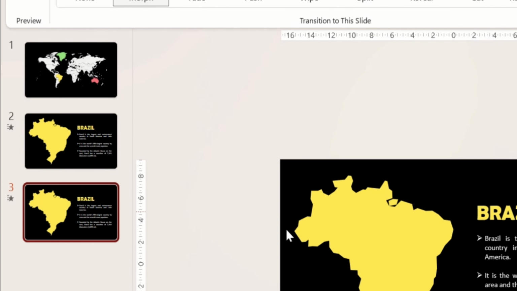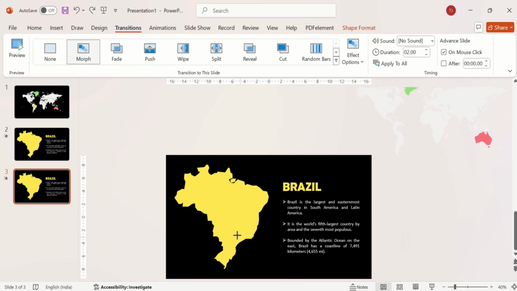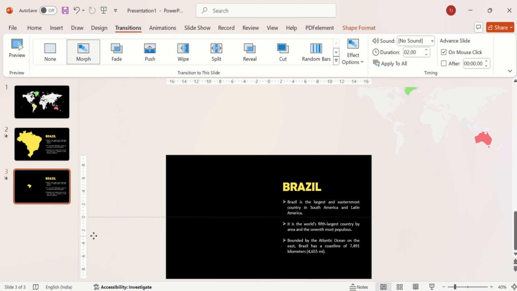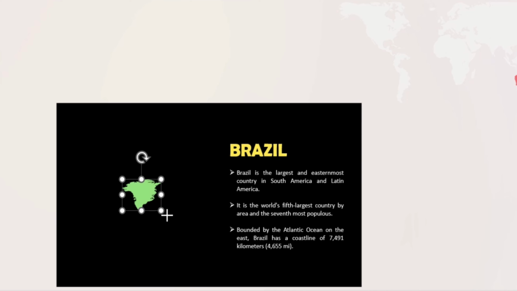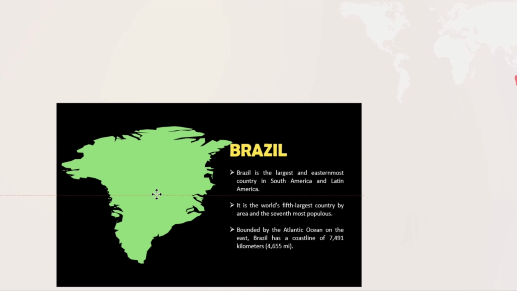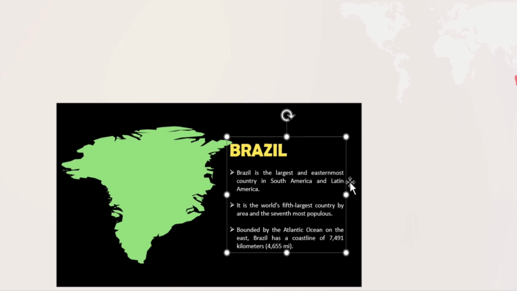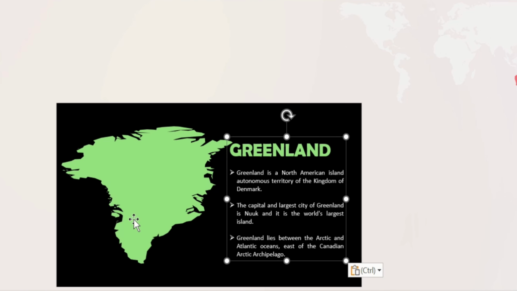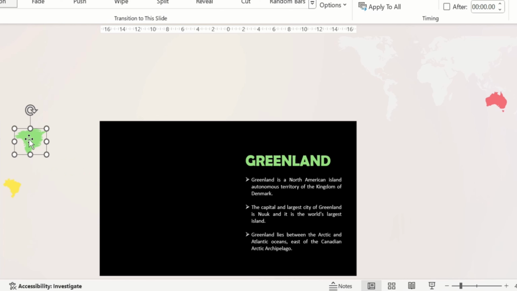Now again duplicate the slide. Move the current shape and drag the other shapes to the slide from the map. Insert the content. Now repeat the same procedure in the other slides, and make as many slides as you want in the same way.